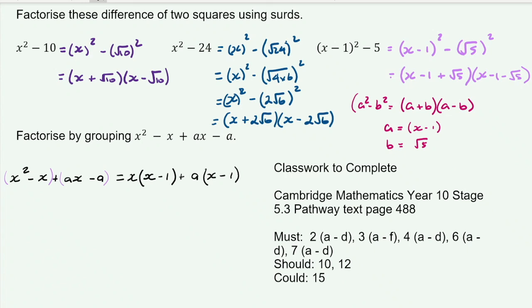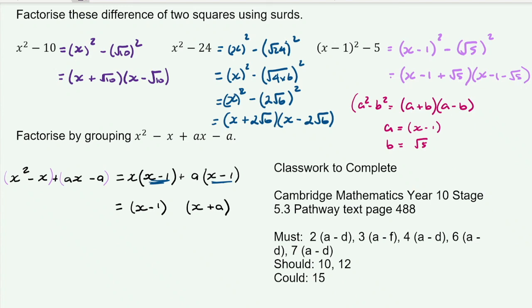And you can see there that there's a common factor between those two sections. Okay. Then we have x minus 1, that common factor that we just found. And then we're going to have x plus a. So there you have it.